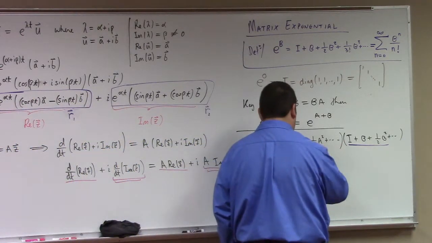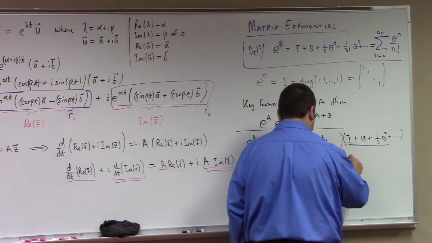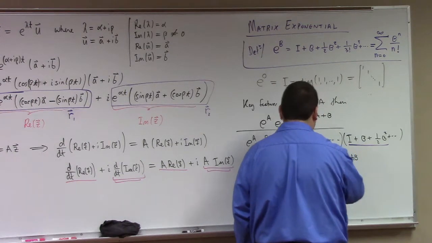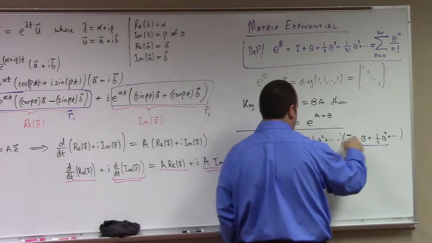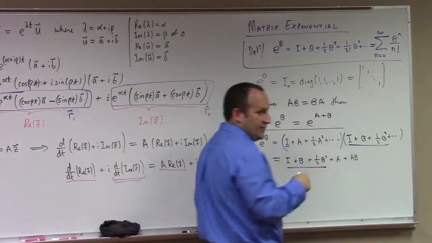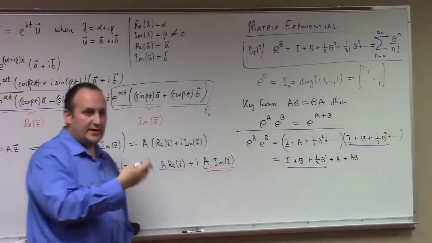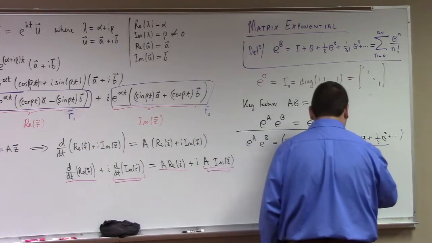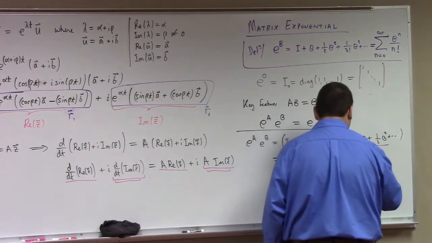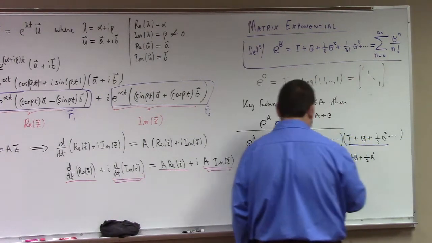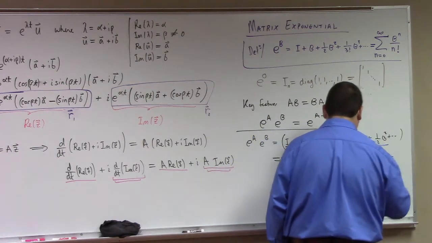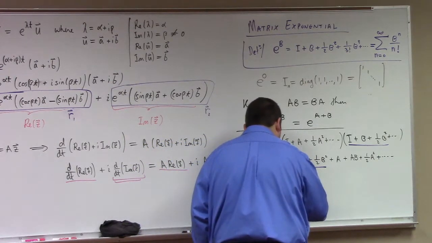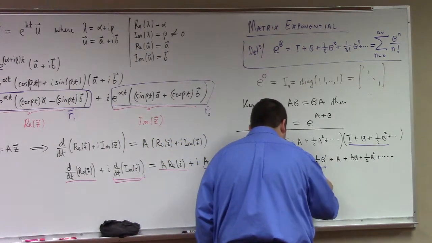Next up, A plus AB, and then I would have A times 1/2 B squared, but that's third order, so I'm not even going to pay attention to that. I'm only keeping terms that have at most two matrices, so the next thing doesn't matter. And then I get a 1/2 A squared, and I believe that's it to second order. So if you look at this, what we have is I plus A plus B plus 1/2.